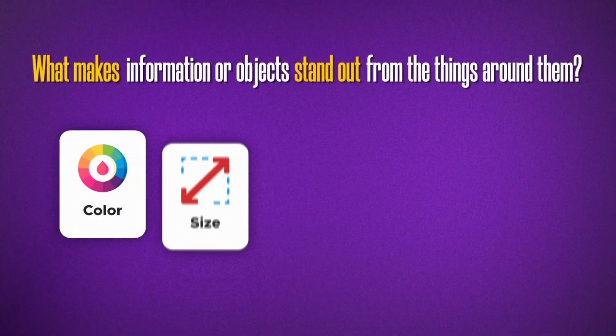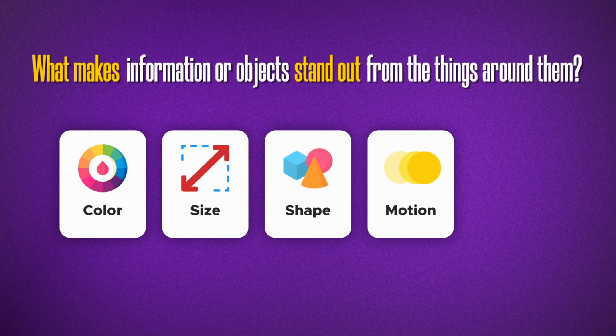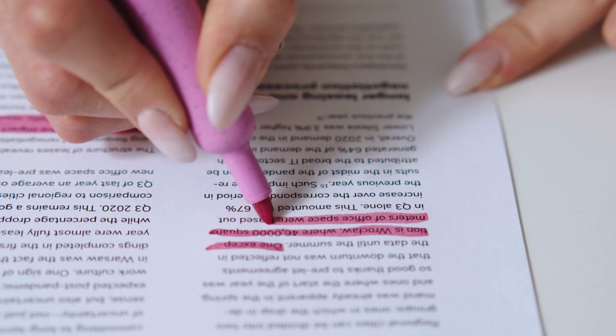So what makes certain information or things stand out from the rest of them? Color, size, shape, motion, and orientation. Have you ever highlighted information in a book? It's so easy to look back at the notes or the highlighted area, right? Because it makes the information stand out from the rest of the sentences on the page.